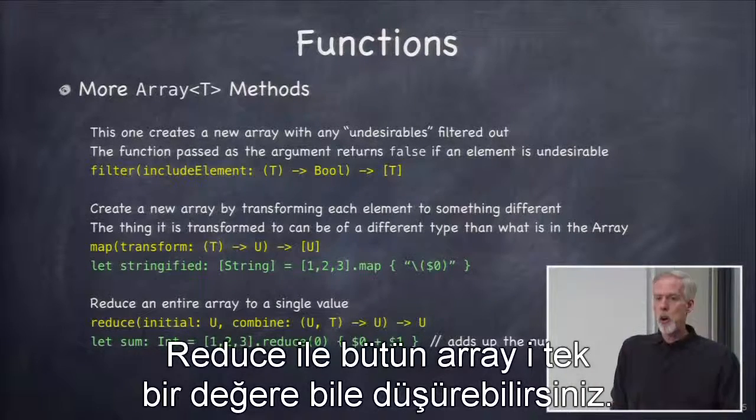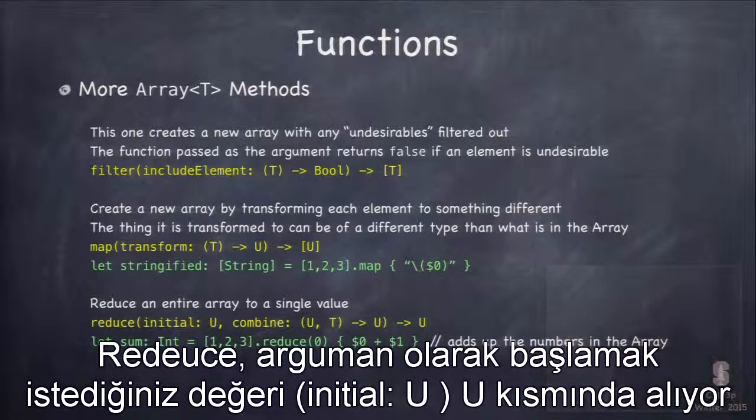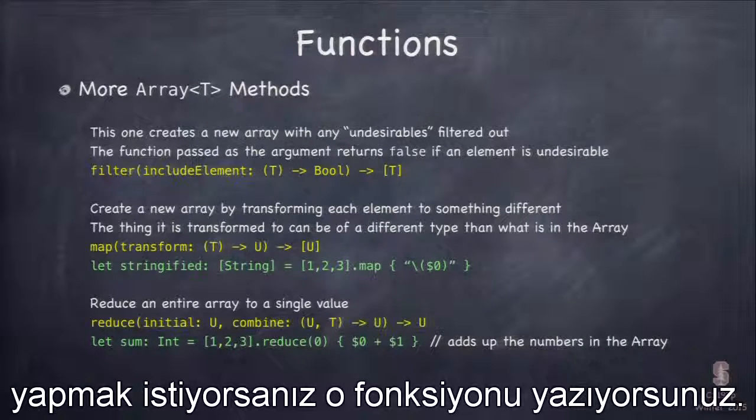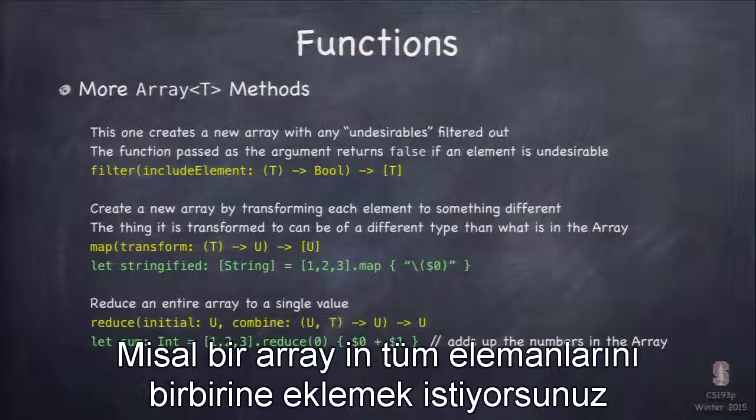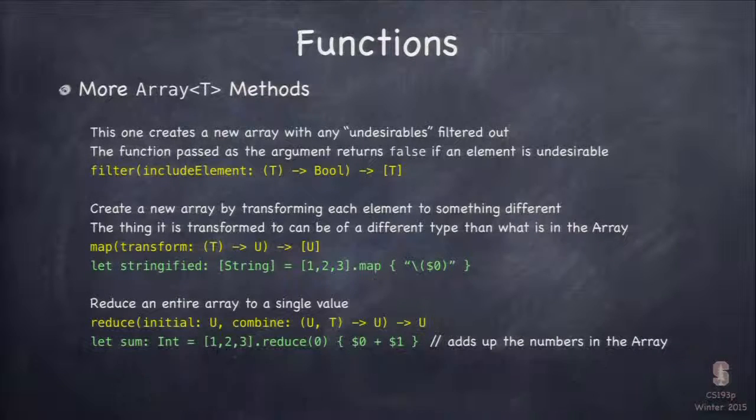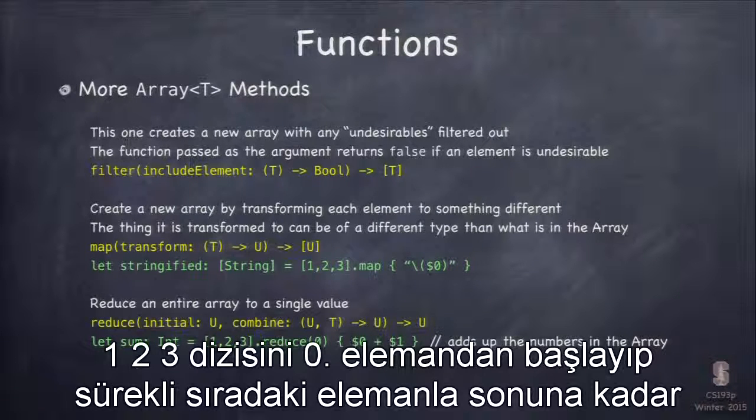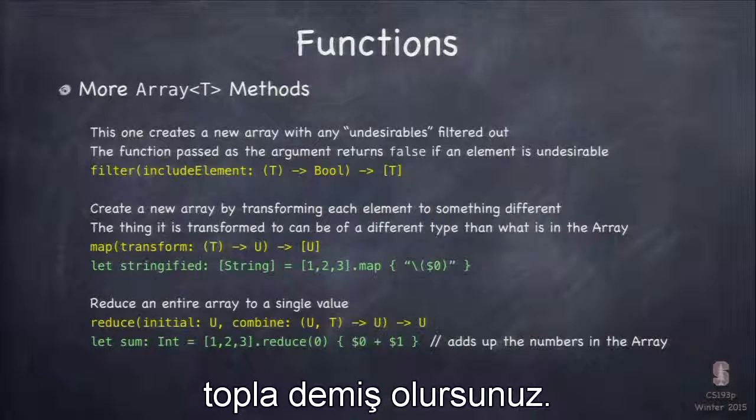So this one takes an argument which is the initial value you want to start with, and then it just takes a function that takes the value so far and the next element in the array, and you return what the combination is. So you're just combining, combining, combining. So for example, if you wanted to add up an array, you could say 1, 2, 3, dot reduce, start with a 0, and then my closure is just going to add the next element, which is the $1, to so far, which is $0.